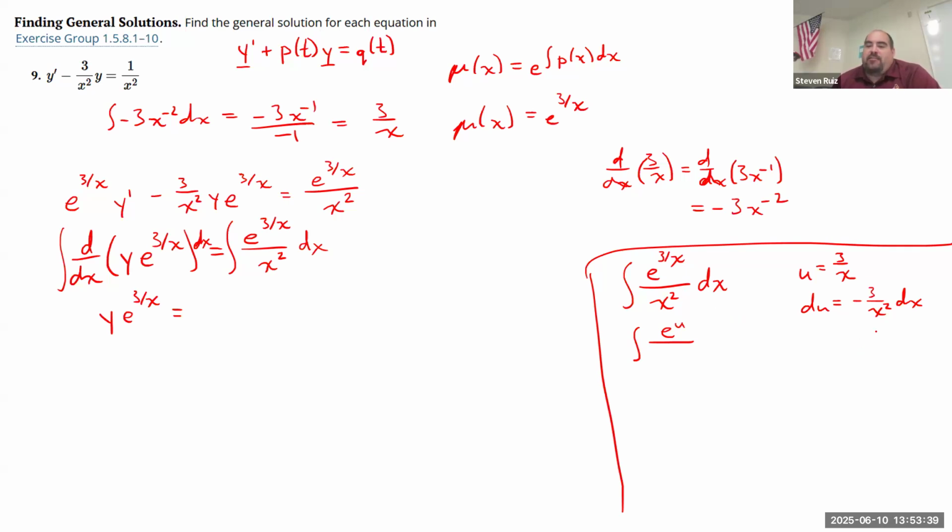And the rest of this, I would love it if I could make dx over x squared show up. So I'm going to go ahead and try to make that happen with my du here. I'm going to divide both sides by -3. So -1/3 du is equal to dx over x squared. So actually, let's do that before I make any substitutions. e to the 3 over x.